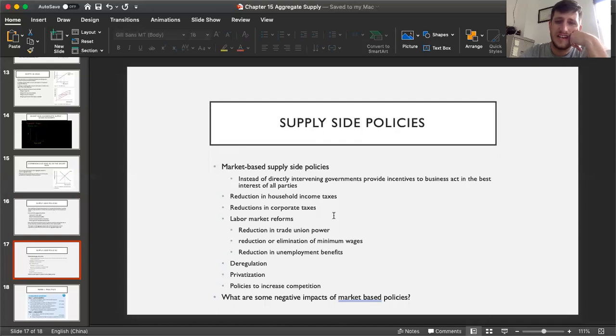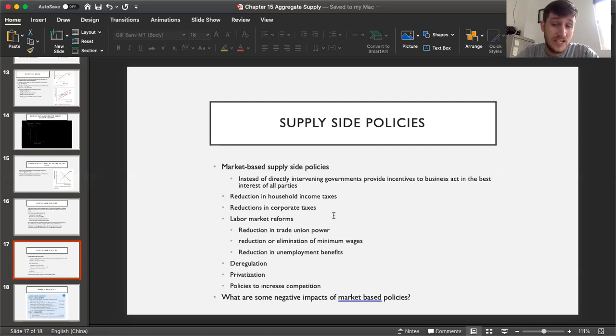Market-based policies, again, you don't talk a ton about them, but you do need to know them. We kind of already mentioned them a little bit. These are going to be where governments allow for the market to reach more of an equilibrium. So instead of intervening in the market, we're going to allow the market to operate more towards a free market situation.